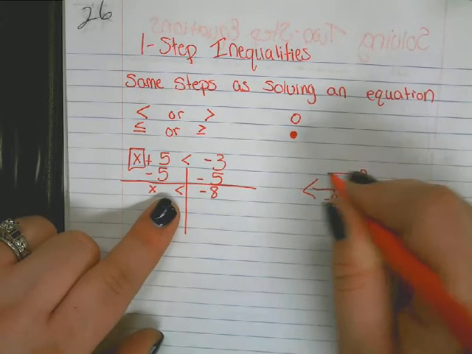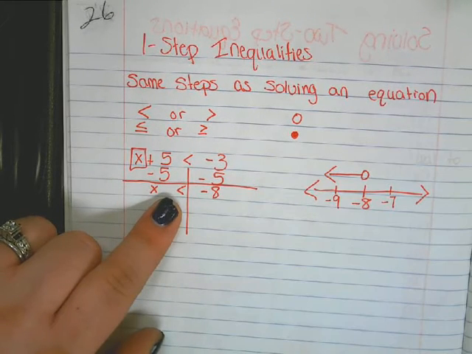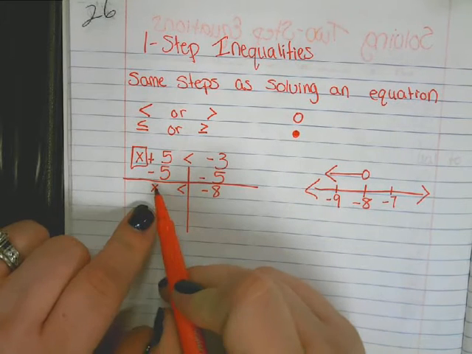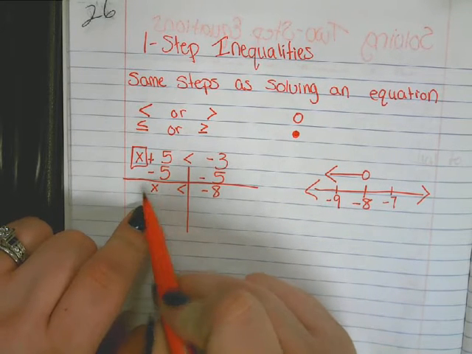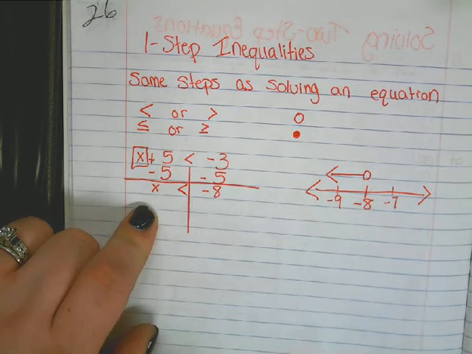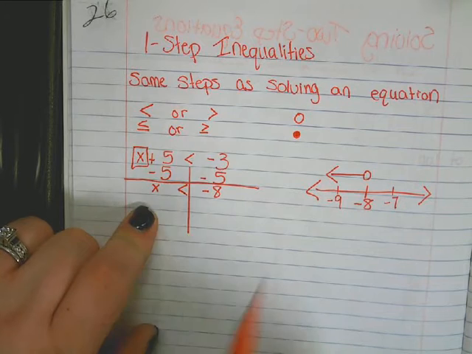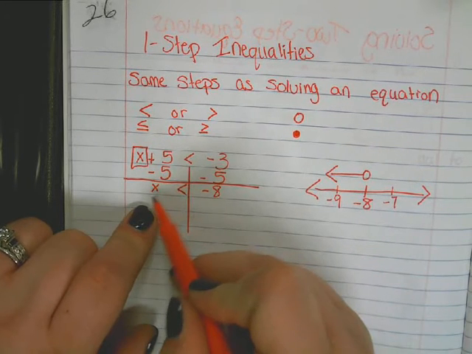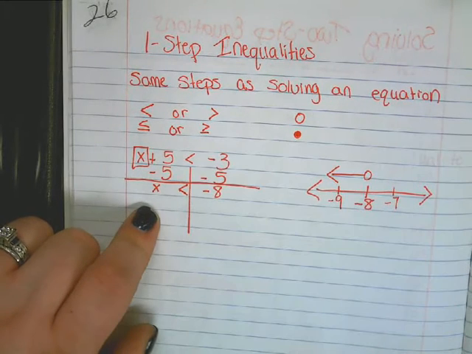I remember some of this. Because my letter is on the left side, my arrow goes the same way my sign is pointing. So as long as your letter is on the left side, then you can follow your sign there.